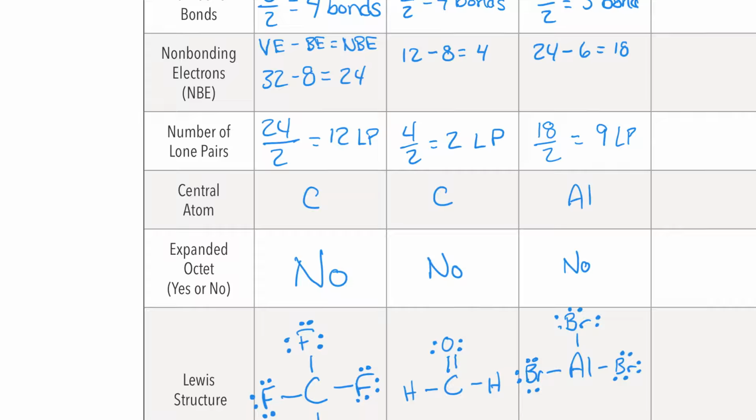And then we'll do our last count. 2, 4, 6, 8, 10, 12, 14, 16, 18, 20, 22, 24. That's the number of valence electrons that we had to start off with. So we've satisfied this Lewis structure.